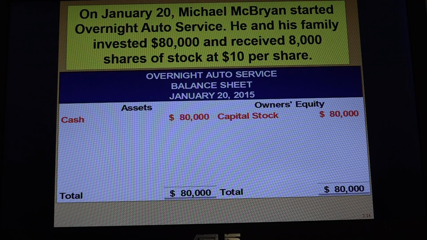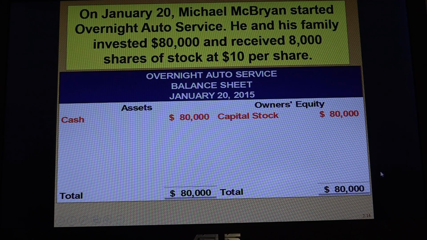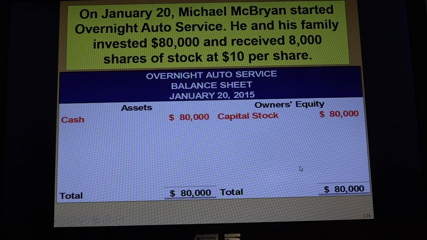Here we haven't gotten to the liabilities yet. There's different types of owner's equity, but right now we just have the one, capital stock. I'll explain how liabilities work when we get to them. All right, so notice everything down here at the bottom totaled up: 80,000 on our left side and our right side still, very easy.